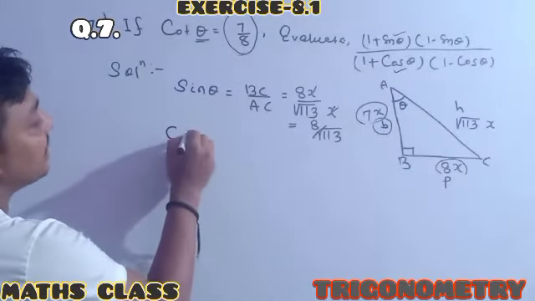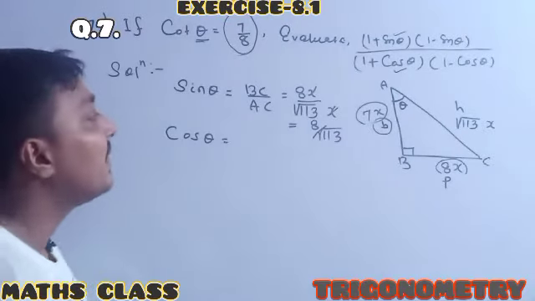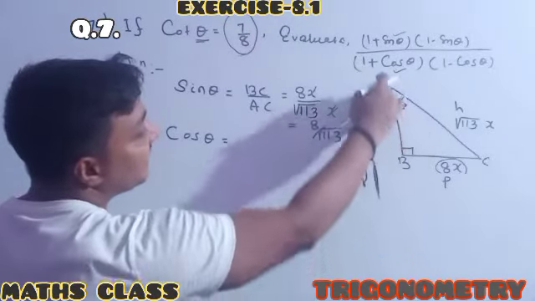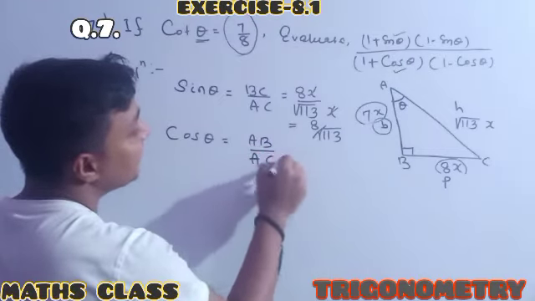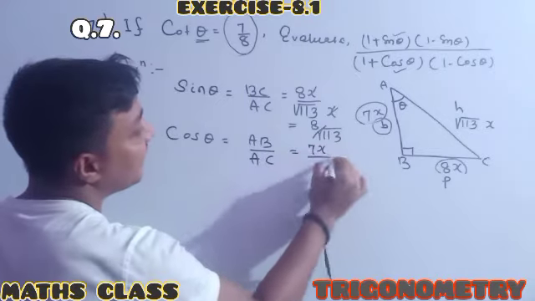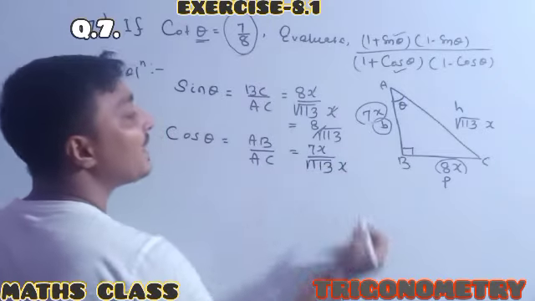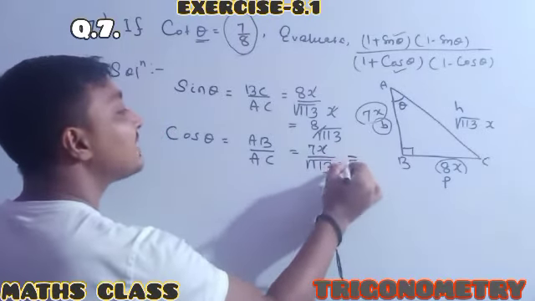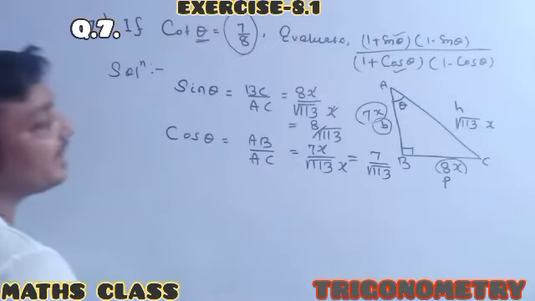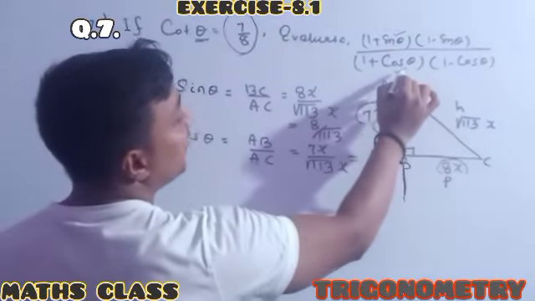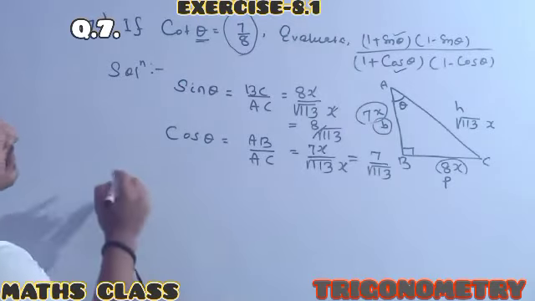Thereafter, cos theta is B by H. B means the adjacent side, which is AB, and H is AC. AB is 7x divided by root of 113 into x. The x will be cancelled, which gives us 7 by root of 113. So the two trigonometric ratios required, we have already got. Now our work is only to solve it.